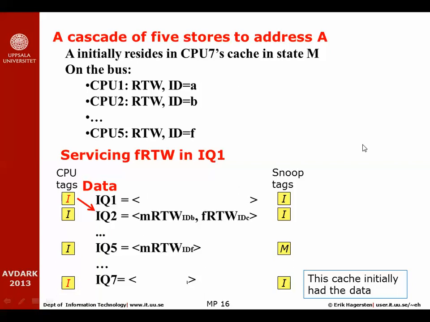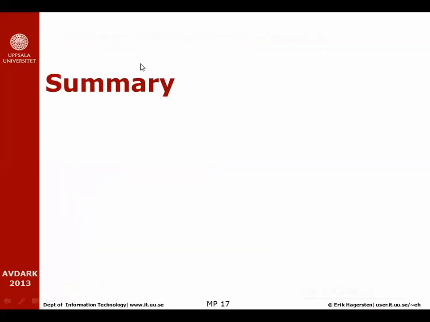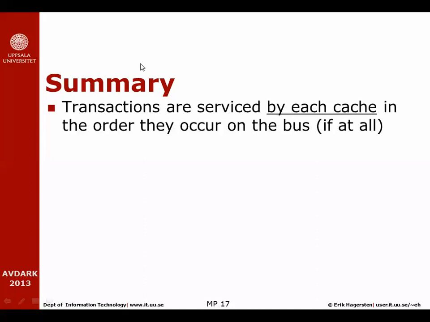So as you see here, first we created a linked list of the order in which we would service the requests, and then we unwind that list to maintain exactly that order. We will maintain the order in which the different CPUs can write. It will be the same as the order the transactions went on the bus. So in summary, we have created a split transaction bus where the transactions are serviced by each cache in exactly the order that they occurred on the bus, if at all.